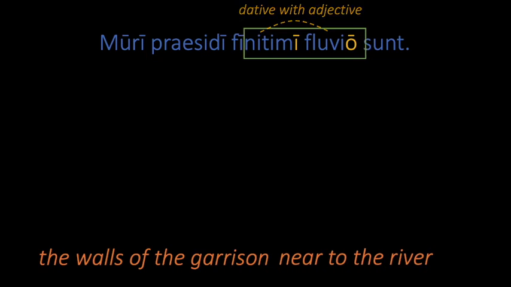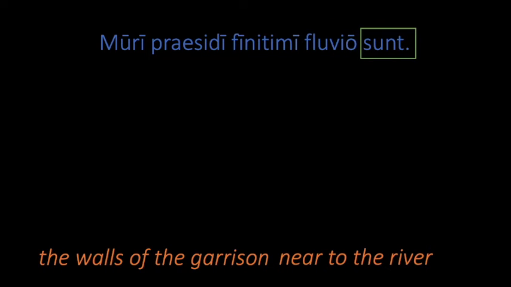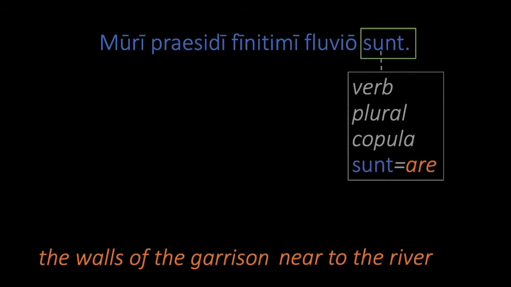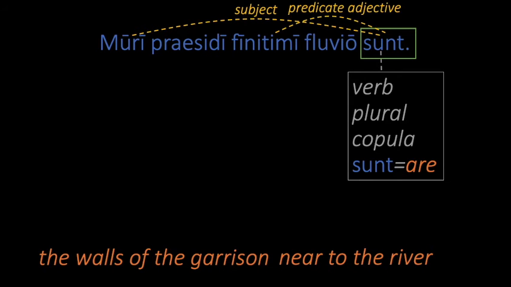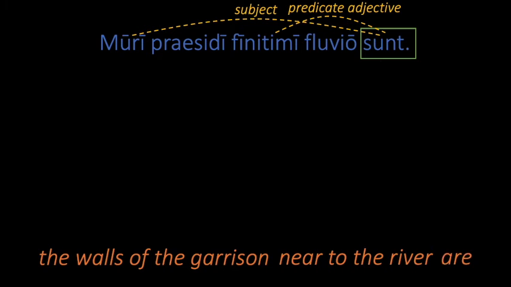Finally, we have sunt. This is the verb to be in its plural form to agree with the subject muri. It links the subject to the predicate adjective that describes it, finitimi. We translate it simply as are. This gives us the walls of the garrison near to the river are, which we reorder into the walls of the garrison are near to the river.